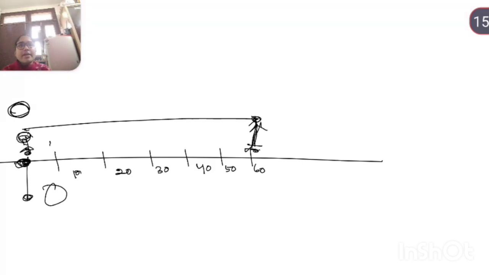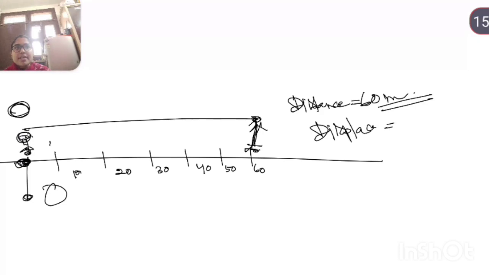If we ask what is my distance and what is my displacement, what will we say? Distance is nothing but the path length, 0 to 60, so 60 meters is my distance. Displacement means final position minus initial position. Finally I will be at 60 meters, minus the initial position 0 meters, so 60 minus 0 is 60 meters. So here distance and displacement are equal: distance is 60 meters and displacement is 60 meters.